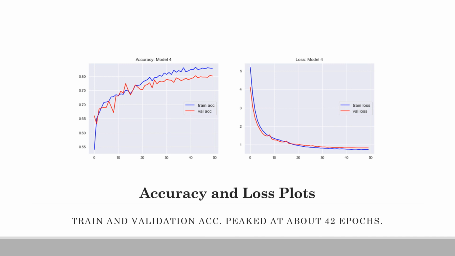Looking at the plot, both training and validation seem to have peaked at around 42 epochs, but maintain a parallel path. However, it appears highly unlikely that the model would converge even if running extra epochs.